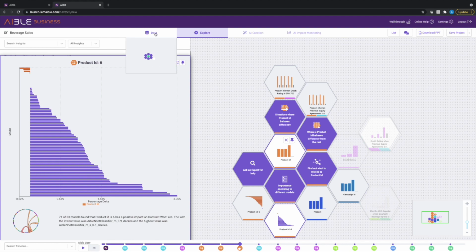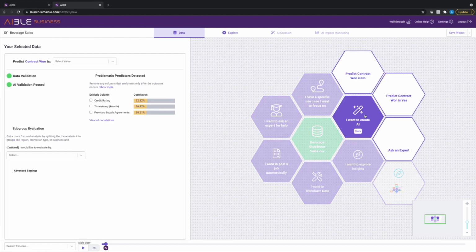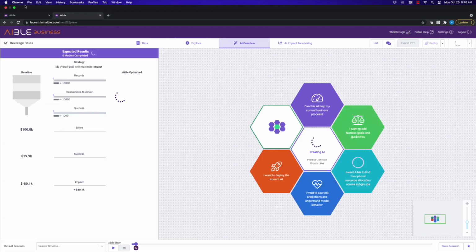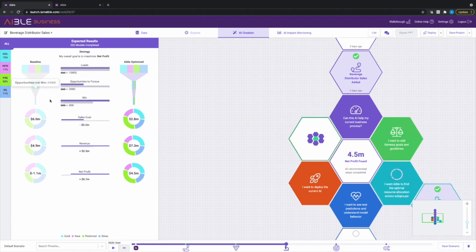Now, we can also just go straight into creating an AI. And I would go in and say, hey, I want to predict that previous contract 1 is yes, and I will create AI. In the interest of time, I'm going to switch over to one that has already been completed. And on the left-hand side, what you can see is what we were doing before the AI. So this is the baseline, and you can see how many leads they were pursuing, how many opportunities they were pursuing, and what the win rate was.